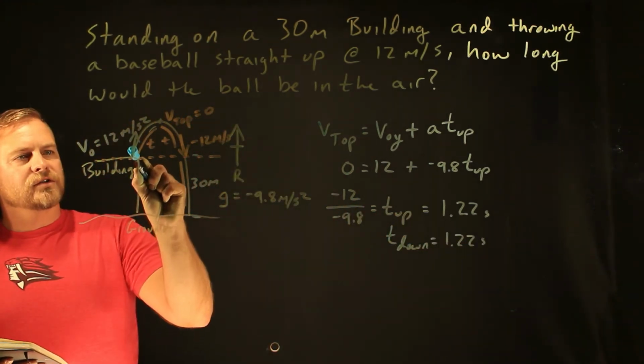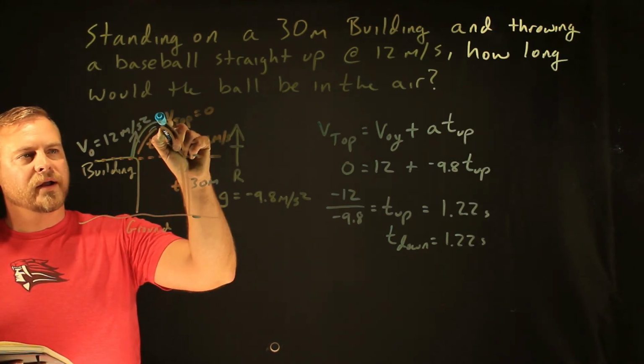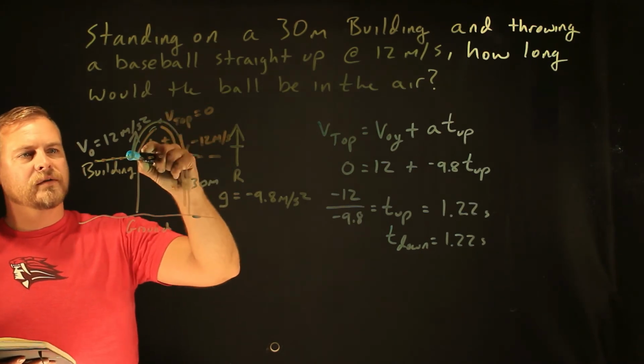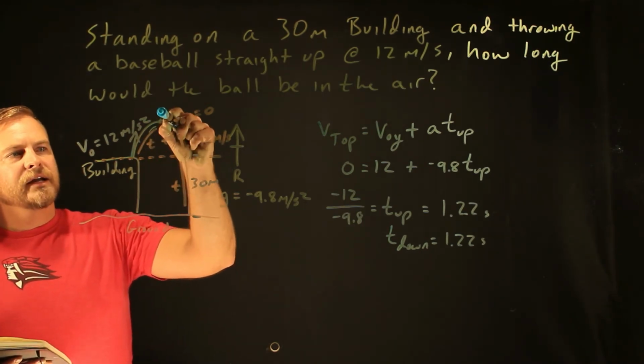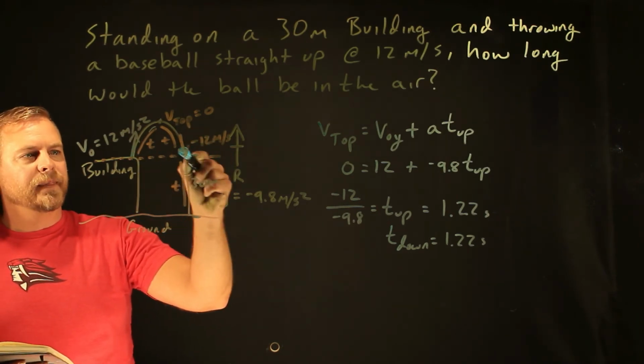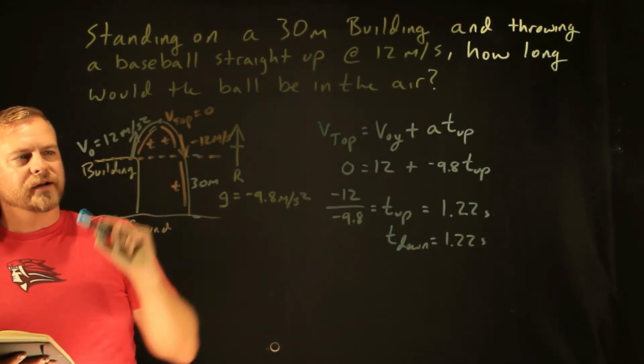Because this was launched at 12 meters per second, it gained some height. Now that it has more height, it has more energy, and then that energy is going to be put back into it as it falls. So even though it lost speed to get to 0, it's now going to gain speed to get to 12. So it's going to be the same velocity as when it launched, only it's going in a different direction.